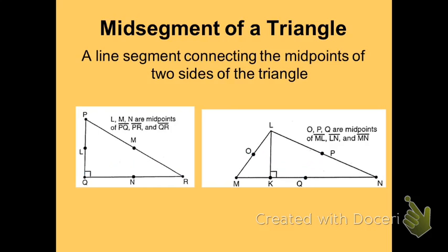So, in the triangle on the left, connecting L and M, like so, would be one example of a mid-segment. L and N would be another example, and NM would be another example, because those are all segments that connect 2 midpoints. In this triangle, we can connect OP, so that would be a mid-segment, OQ would be a mid-segment, and PQ would be a mid-segment.